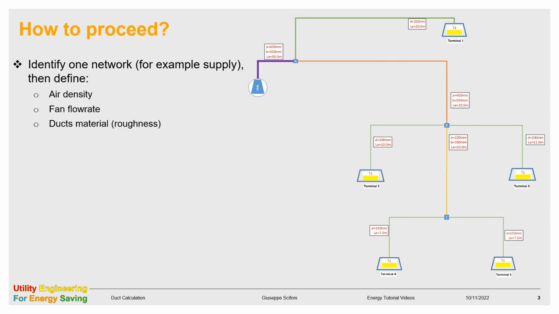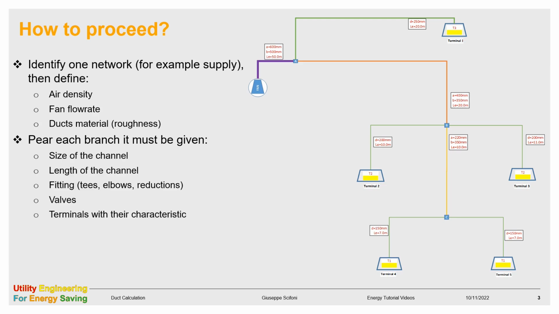First, we need to identify one network, for example, supply, and define the air density, the fan flow rate, and the duct's material in order to know the roughness. For each branch, it must be given the size of the channel, the length of the channel, the fittings, which can be T's, elbows, reductions, etc., the valves, and the terminals with their characteristics.